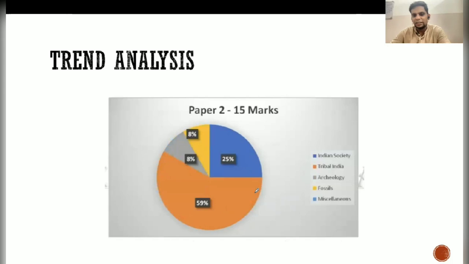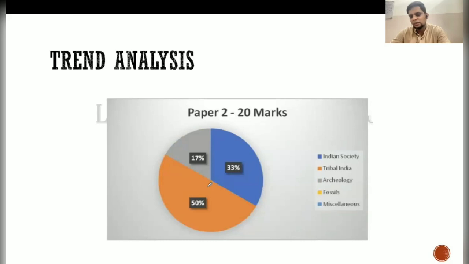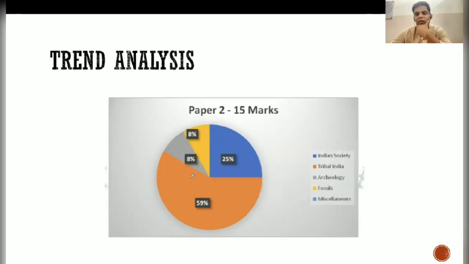If you go here you will start noticing that for the long answer questions, tribal India has relatively a little more. Okay, 20 marker. So take a look at both of these things. When it comes to the 20 marker and 10 marker, you will start noticing that at least 50% of the questions are going to be from the tribal India portion. So this is the pattern last year. Is the pattern going to be the same this year?